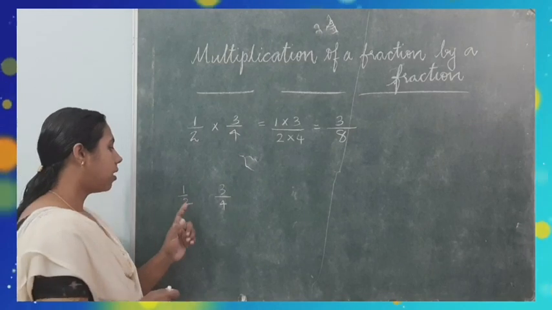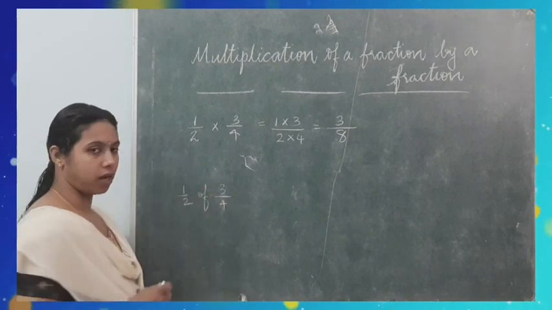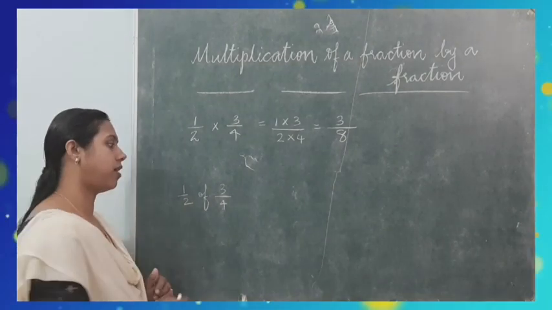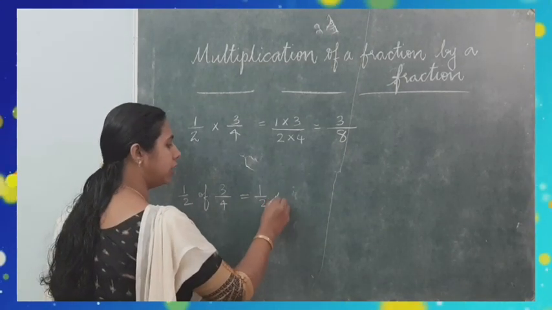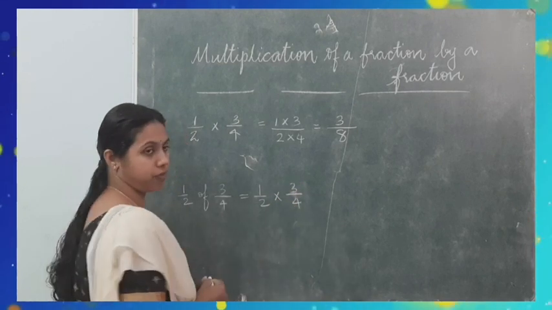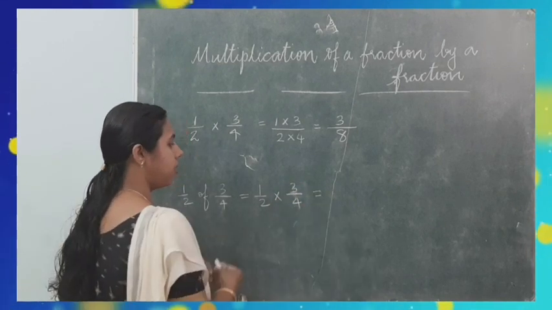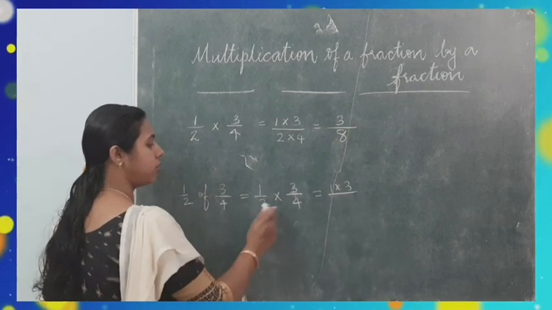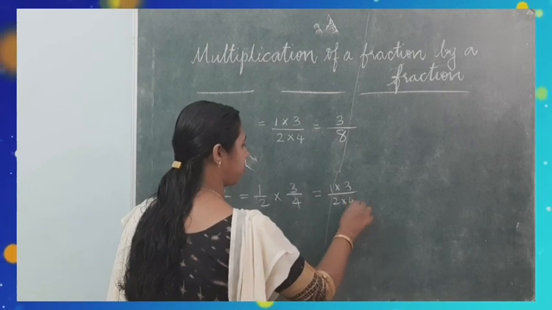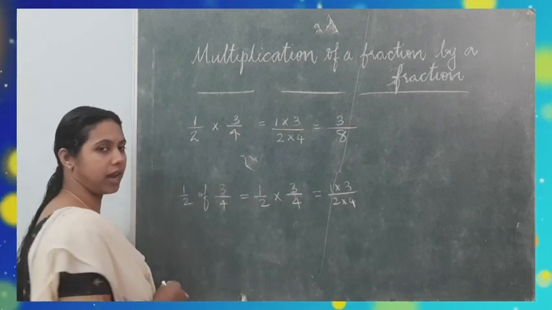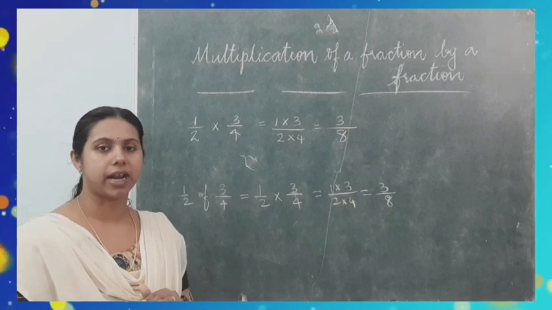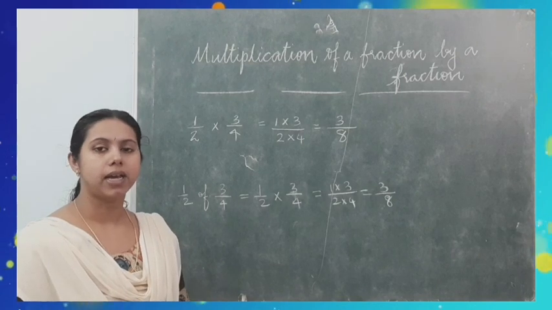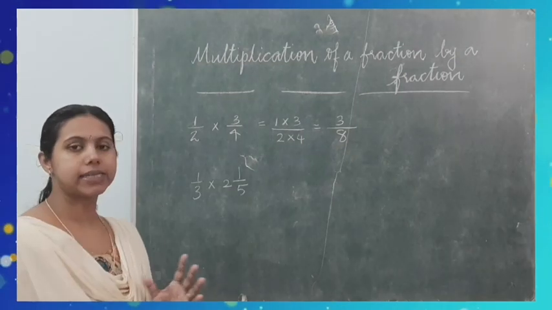So half of 3 by 4 you want to find out. You want to divide that 3/4 into two equal parts. So half of 3 by 4 means half into 3 by 4, which is equal to multiply the numerators, 1 into 3, divided by 2 into 4, that is 3 by 8. So when you are multiplying a fraction by another fraction, you should multiply the numerators and multiply the denominators. Let us see the next question.